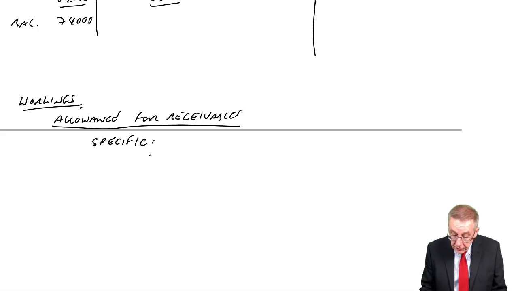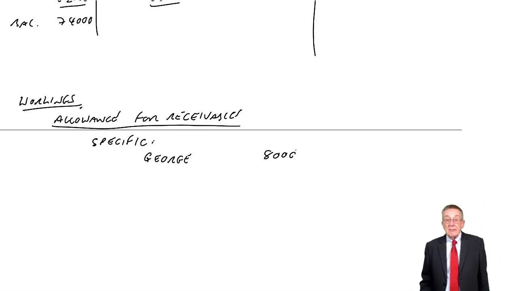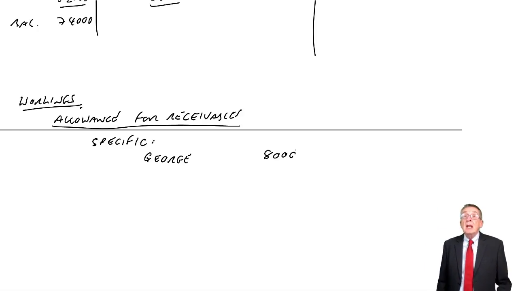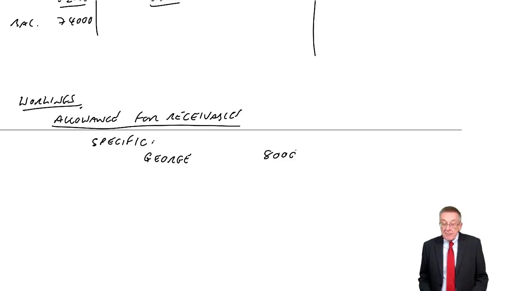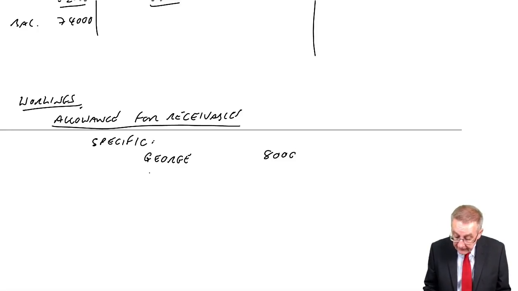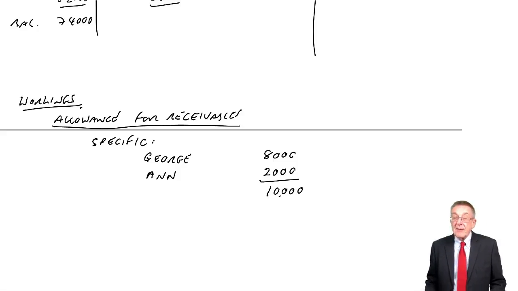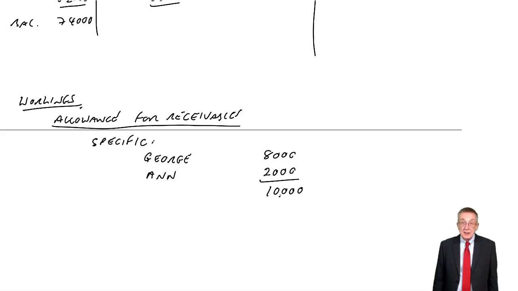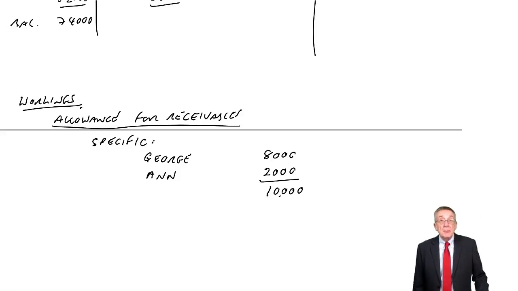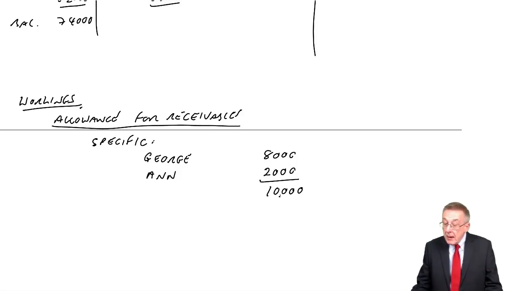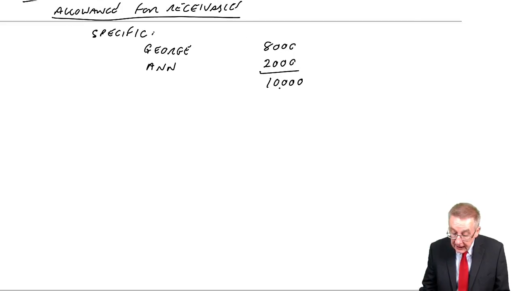Yes, there are. B, George. George is doubtful. 8,000. We leave him as still owing. He's still in the 74,000. We're hoping to get the money, but we're going to have this allowance. Any others? Yes, D, Anne. Anne owes 2,000. She's doubtful. So in total, there's a specific allowance needed of 10,000. But if you remember from the previous lecture, we just show one figure for total allowance, which is the specific, plus any general allowance.